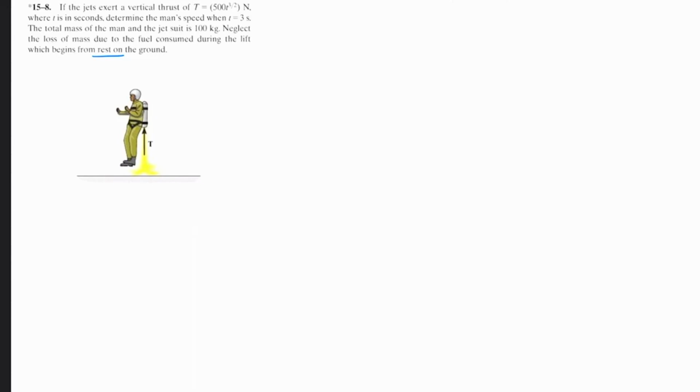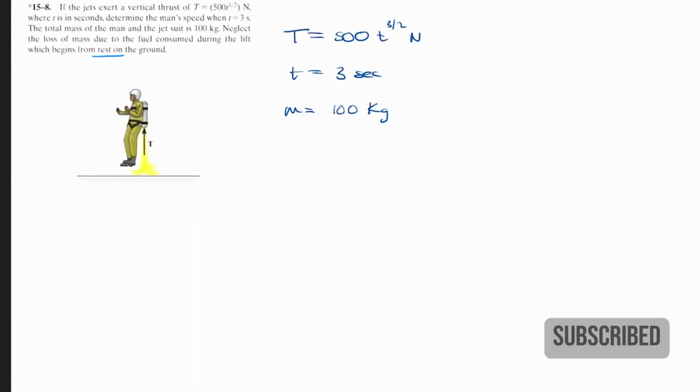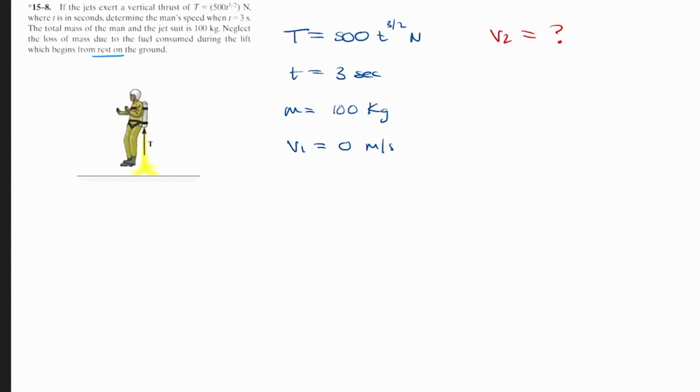So, right, good things to know. So once again, let's write it down. So the thrust is 500 t^(3/2) newtons. The time here is 3 seconds. The mass of both the man and the jet is 100 kilograms. And of course, we're disregarding any change in mass as a result of the fuel exiting. And it starts from rest. All right, so pretty straightforward. And we're looking for v2. What is that velocity once it moves?